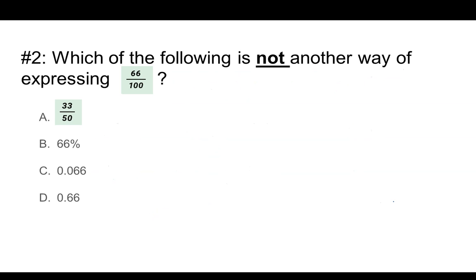All right. Okay, number 2, which of the following is not another way of expressing 66 over 100? So pick which one you think is not a way of expressing 66 over 100. Okay, you should have picked a letter. So let's go through each of them. 33 over 50. So to see if that works, I'm going to reduce the fraction 66 over 100. I know I can divide the top and the bottom by 2, and that'll give me 33 over 50, which is the same. So therefore, I know A is a way of expressing 66 over 100. So check, I know that that one's fine.